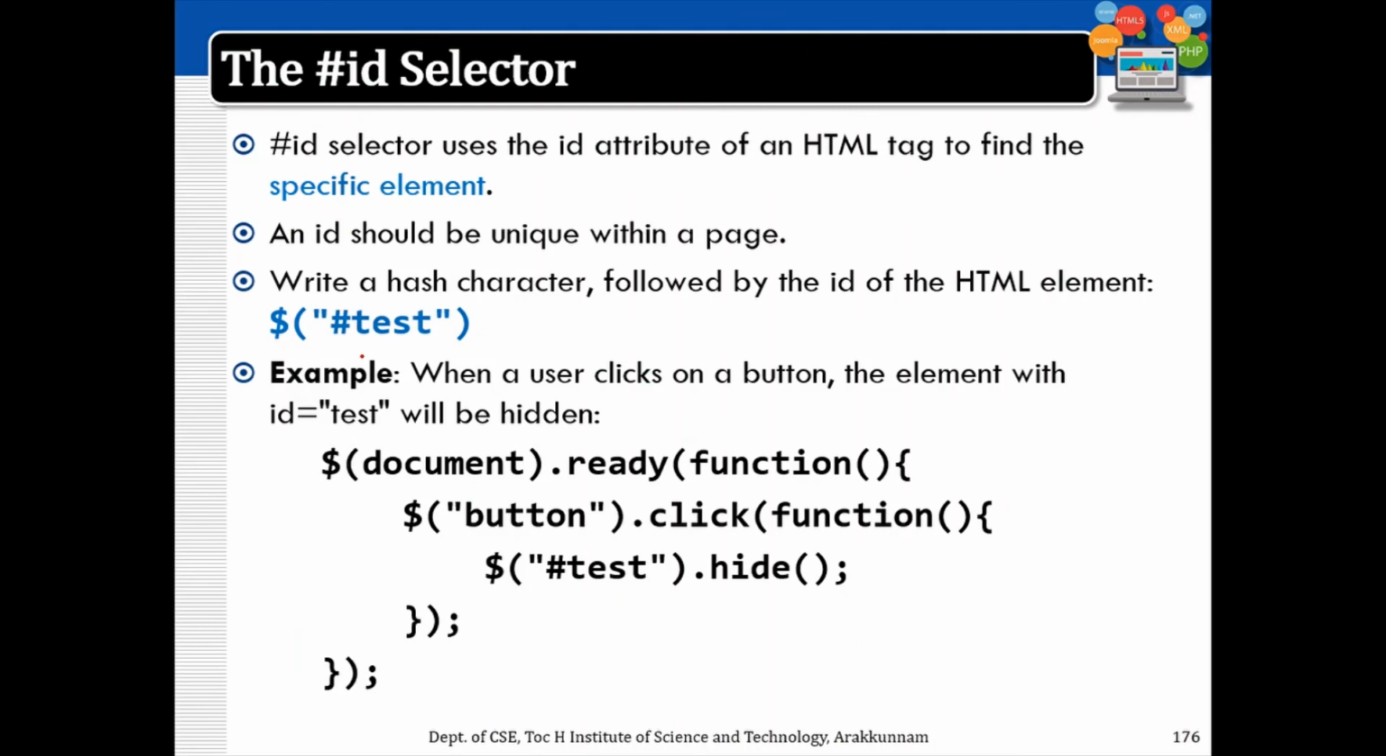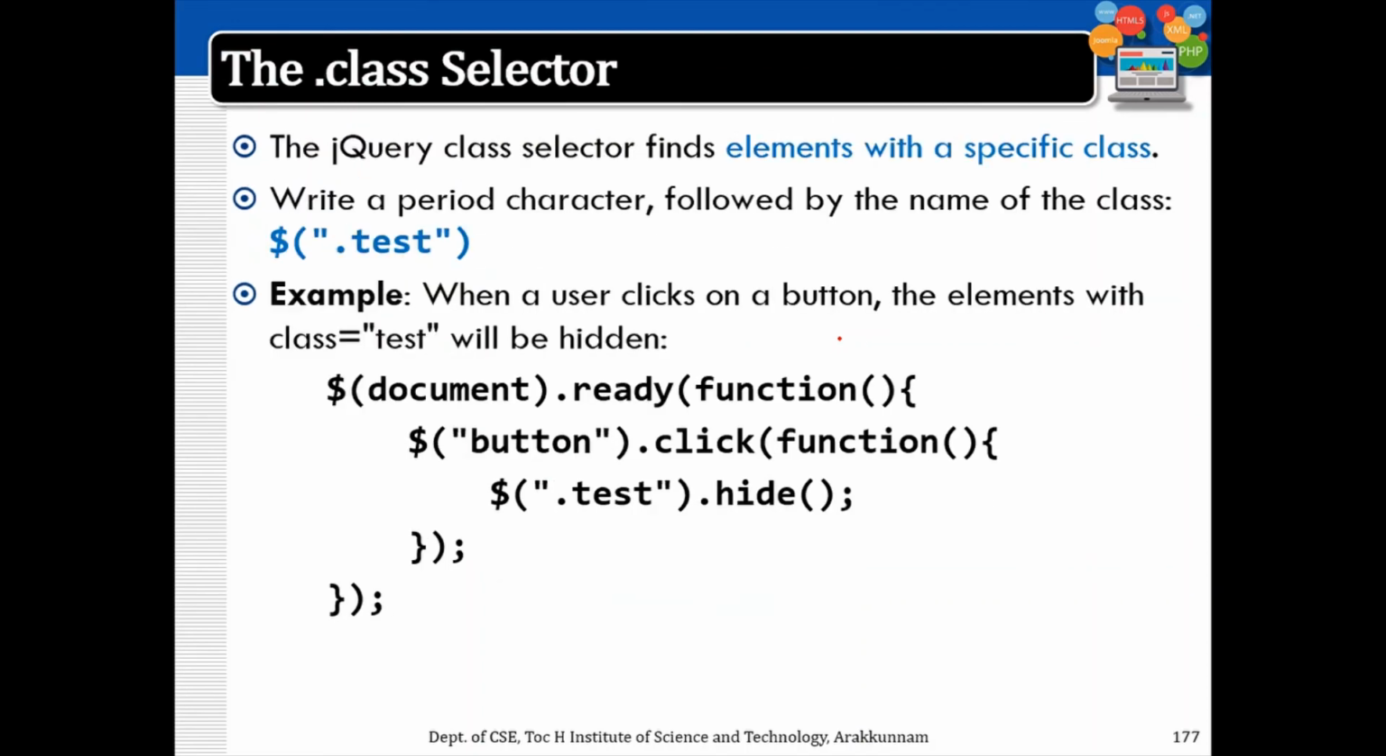The ID selector. $("#test"), where hash represents the ID and this is the name of the ID. So this will help you to hide a particular element. This is similar to an ID selector of the CSS. Then class selector $(".test"). This is hiding all the class elements.